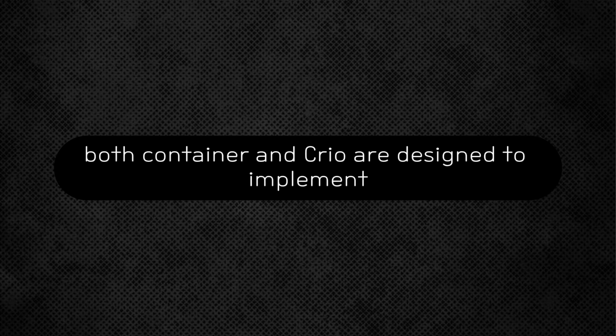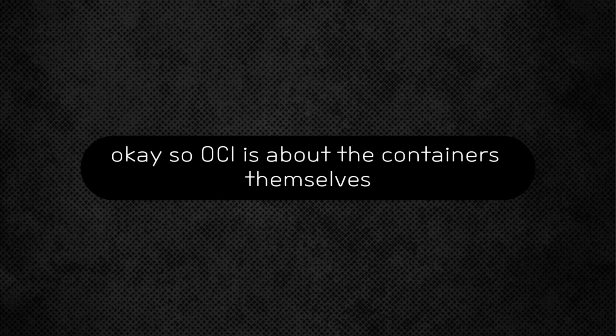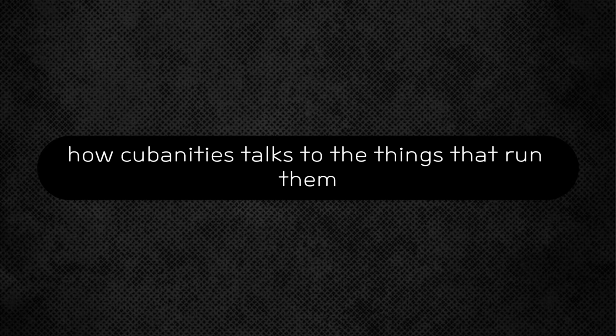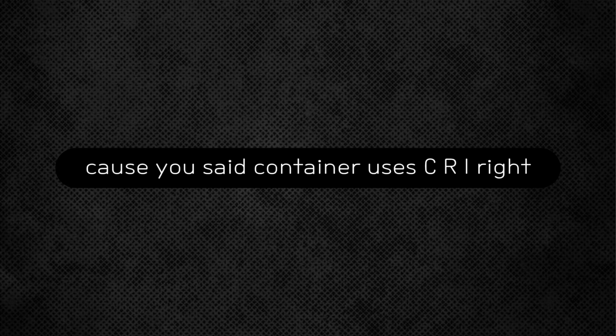Makes sense. Both Containerd and CRI-O are designed to use the CRI standard, which makes them work really smoothly with Kubernetes. Okay, so OCI is about the containers themselves, the image format, how they run, and CRI is about how Kubernetes talks to the things that run them, the runtimes. How did Docker fit into this when CRI came along? Because you said Containerd uses CRI.